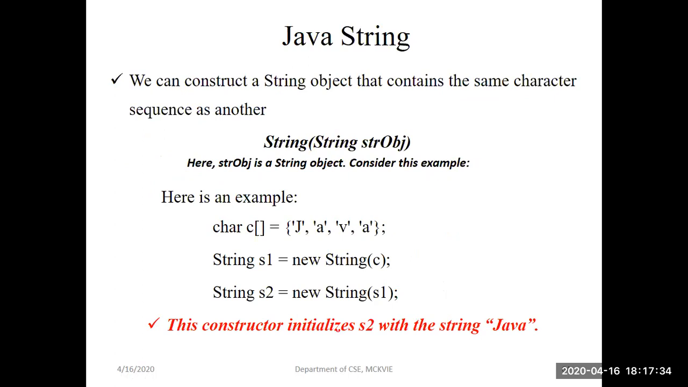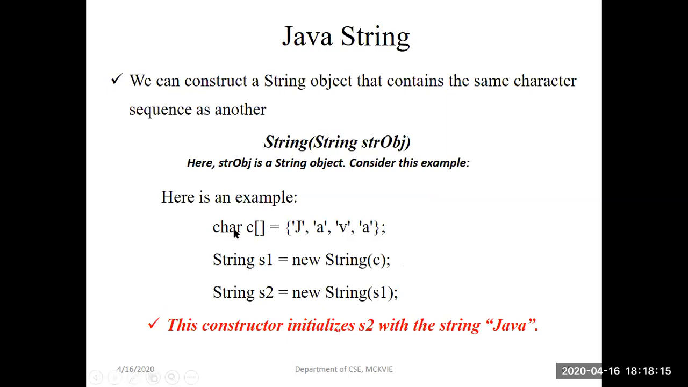Next, in this case we are using the string constructor in a different variation, where we are passing a string object as a parameter. This constructor returns a string which is similar to the passed object. So it is basically creating a clone of the other object.